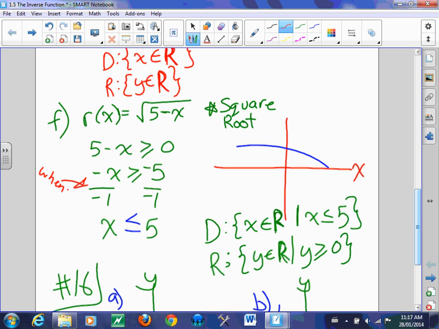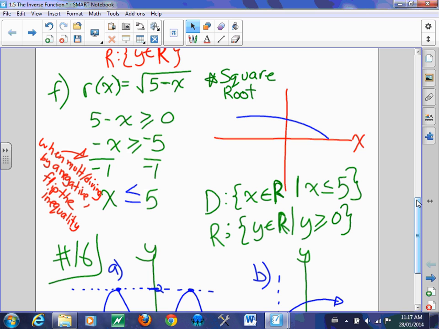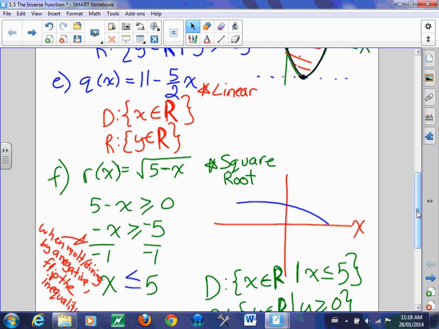When multiplying or dividing by a negative, flip the inequality. Okay, that was maybe one that would have tricked you. Okay, and we're going to get into that, ladies and gentlemen, when we do a transformation where instead of reflecting in the x-axis, it's going to reflect in the y-axis, which should be lots of fun. Okay, where are we? Oops, sorry.